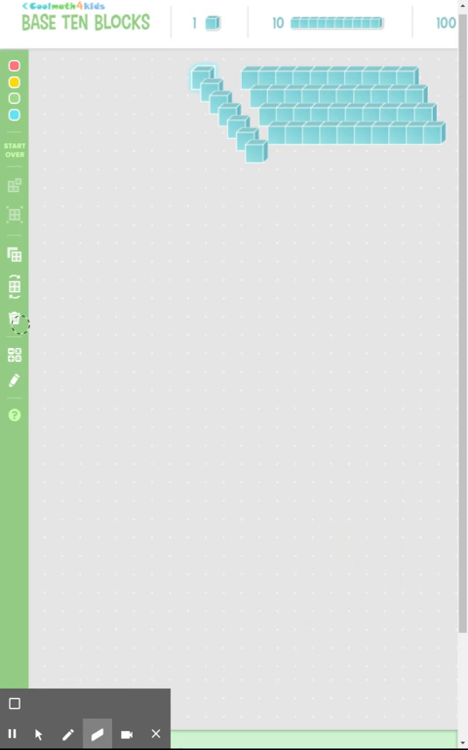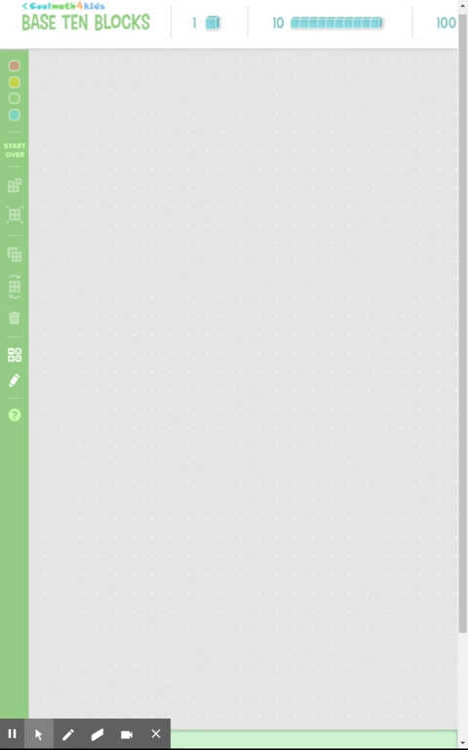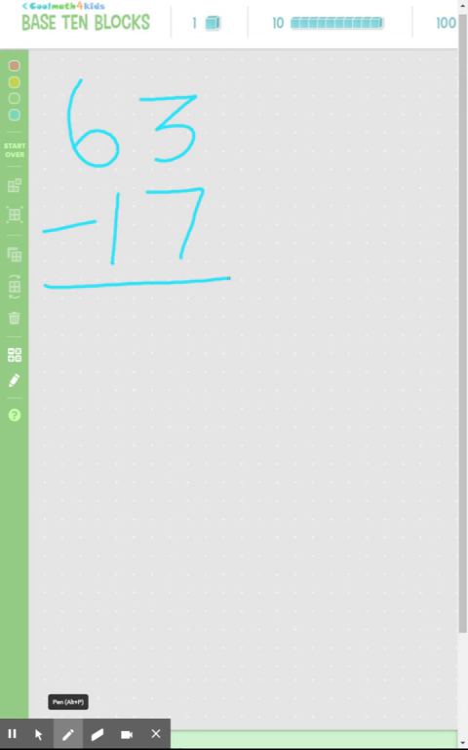We're going to try it without the blocks, and just do a few questions together with the pencil here. So, 63 take away 17.